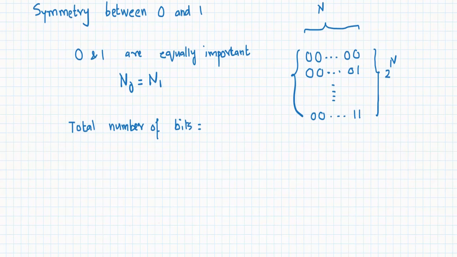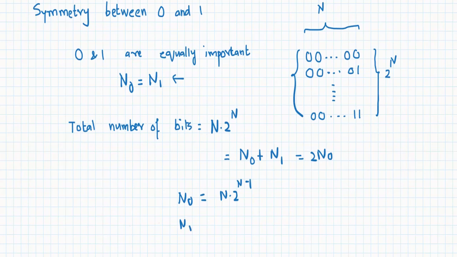Now let's look at the number of bits. There are 2 power n sequences, each of length n. So the number of bits is n dot 2 power n. And this should also equal n0 plus n1 because we are using zeros and ones to write down all these bit sequences. And we know that n0 and n1 are the same. So this is going to be 2 n0. So now we can see that n0 is n dot 2 power n minus 1, and so is the case for 1: n1 is n dot 2 power n minus 1.